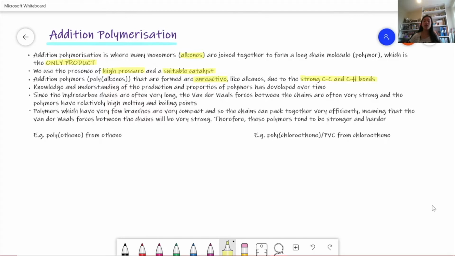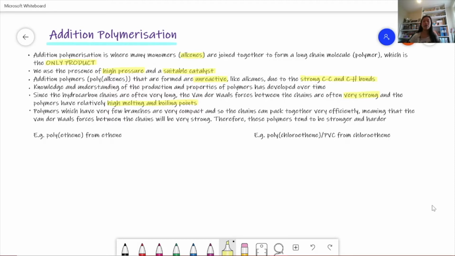And two things you need to know about the intermolecular forces between hydrocarbon chains is that since the hydrocarbon chains are often very long, the van der Waals forces between the chains are often very strong. And so polymers have relatively high melting and boiling points, depending on how long their chain is. So if you have a shorter chain, then the melting and boiling point would be a bit lower. But if you had a very, very long chain, then it would have a very high melting and boiling point.